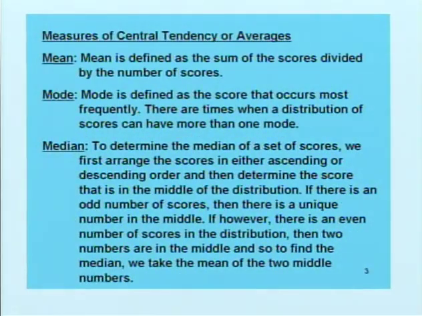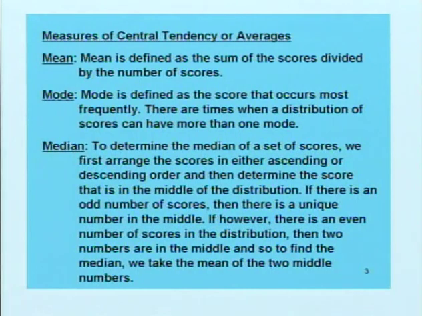Measures of central tendency, or averages. Mean: the mean is defined as the sum of the scores divided by the number of scores. The mode: mode is defined as the score that occurs most frequently. There are times when a distribution of scores can have more than one mode.